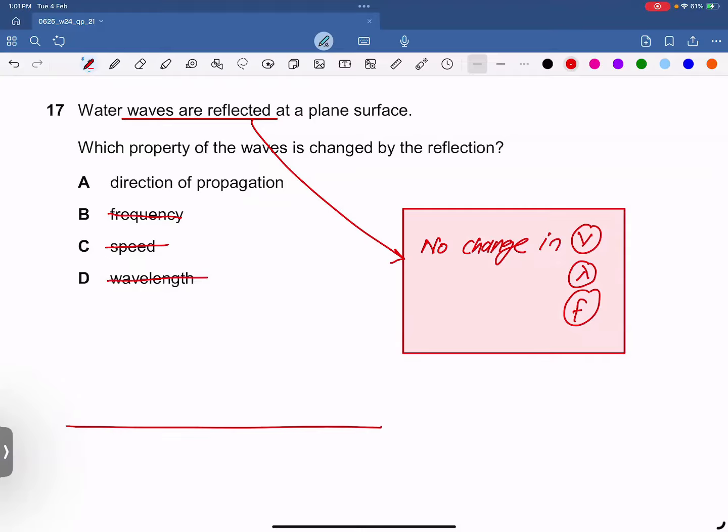So reflection means if a wave is coming this way, after hitting it will go that way. So it means direction will change. Direction will change. So option is A. We proceed to question number 18.